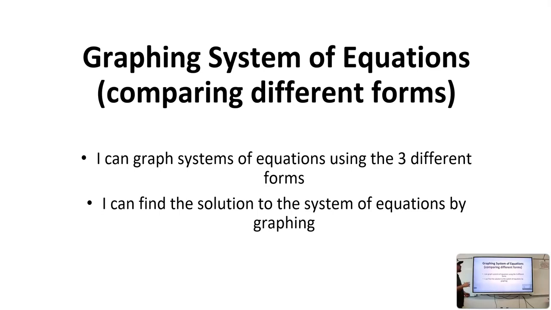Right, so graphing systems of equations again. This time we're going to be comparing different forms, just so you can see how this works no matter what type of form they give you for a linear equation. You can always graph them and see where they cross, or if they don't cross at all, or any of those different types of versions we have. So our goals are: I can graph systems of equations using the three different forms, and I can find the solution to the system of equations by graphing.